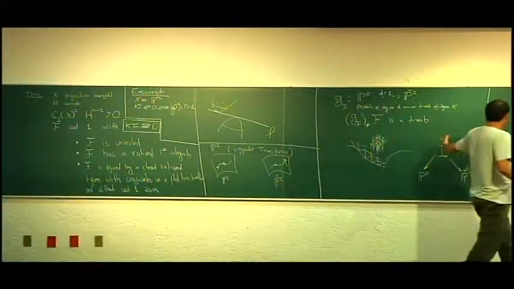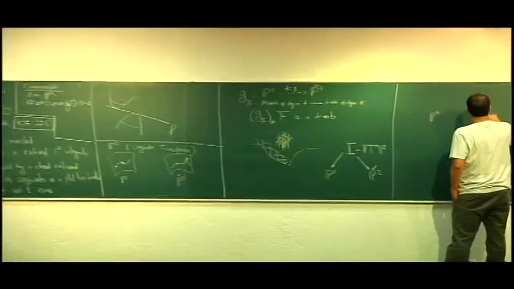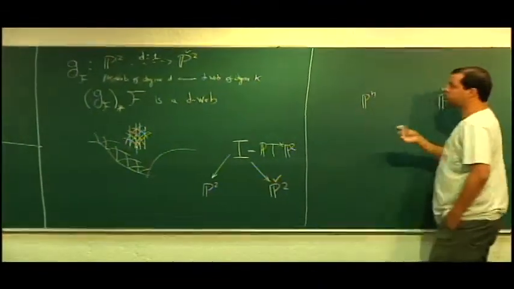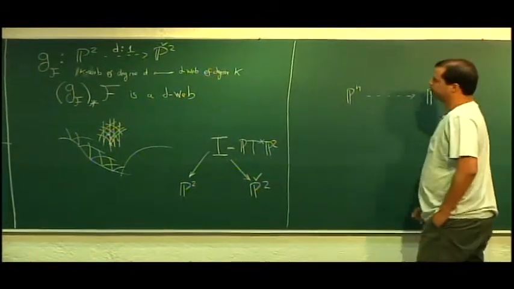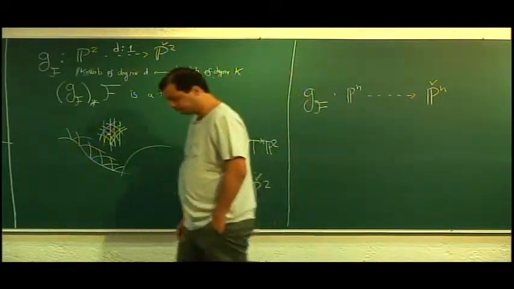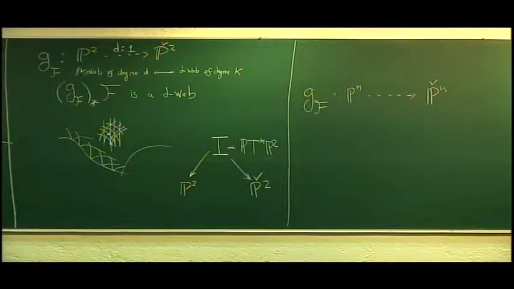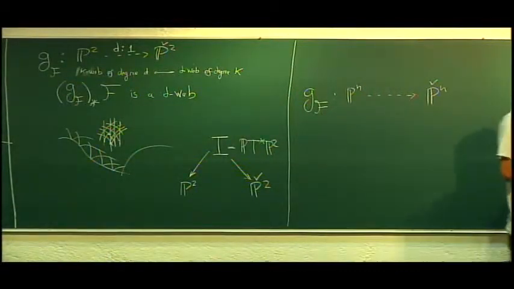And if we try to go to Pn, we can, of course, just repeat the same construction. Just take the direct image under the Gauss map of our foliation. But now, there is one subtle point. While here it was quite easy to understand this map, it was a 2-to-1 map, now even the degree of this map is a non-trivial thing. It's no longer the degree of the foliation.